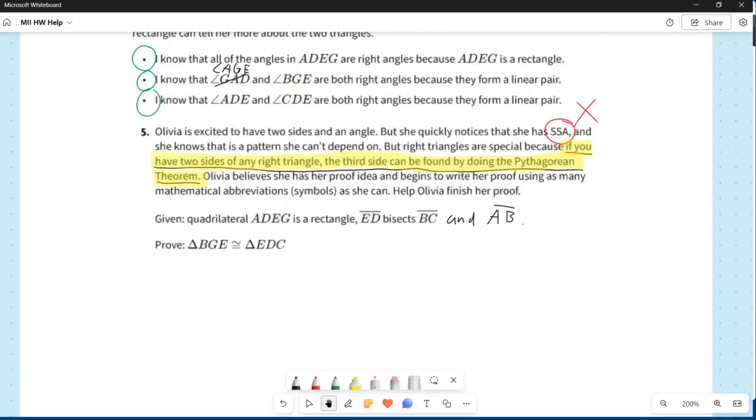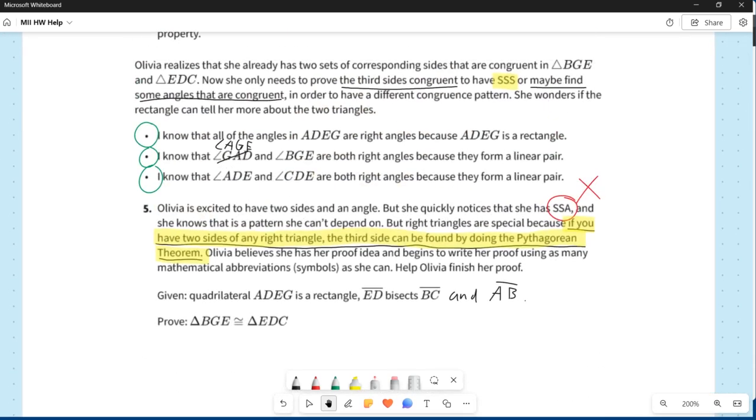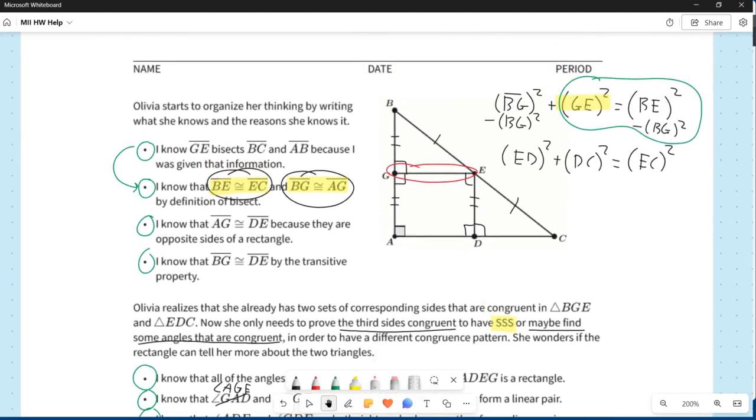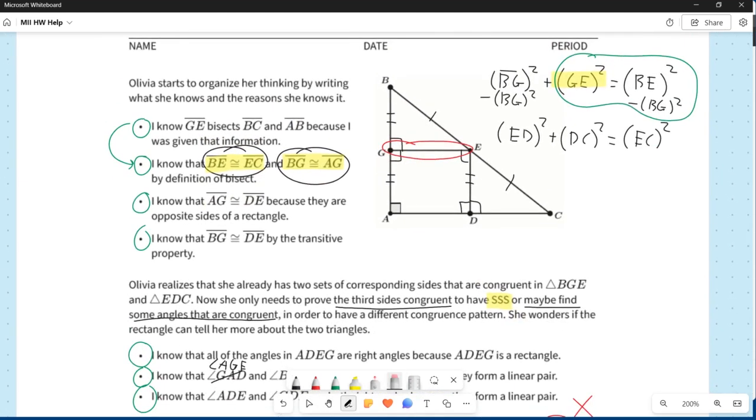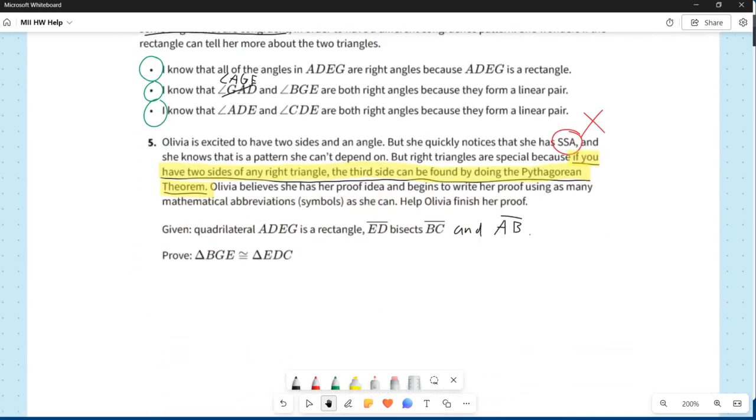What's nice about that is that if you take a look at our picture, if GE squared is the same thing as DC squared, it means that this has to be the same as this. Those two side lengths have to be the same, because when you square them, you get the same number. So now we've established that we have 3 pairs of congruent sides between these two triangles.